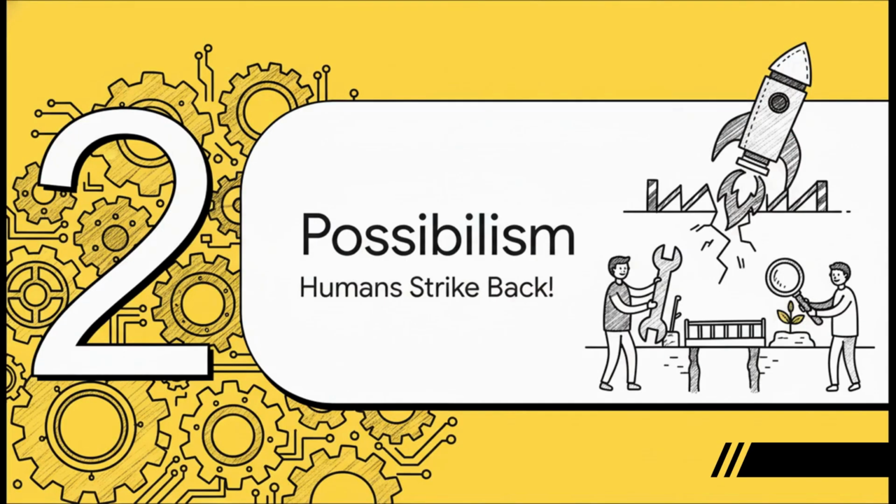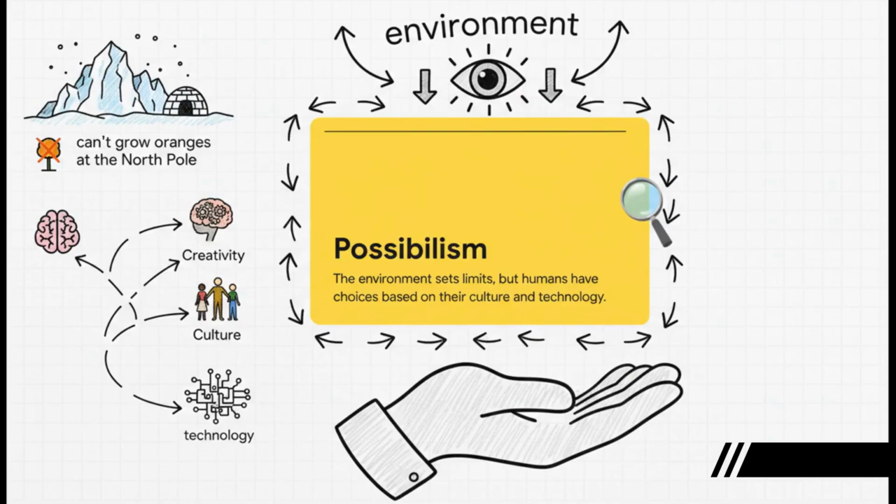As human technology and knowledge started to explode, people began to think, hang on a minute. A new idea came along, and you can think of it as the comeback story. This is where humans strike back. This is possibilism. So if the key word for the last theory was dictates, the key word for this one is choices. Possibilism says, yeah, okay, the environment sets some limits.